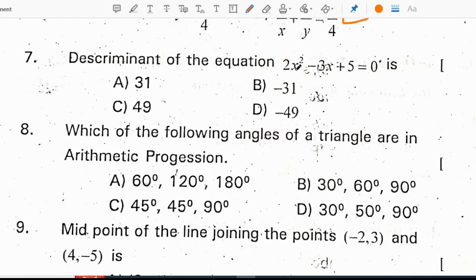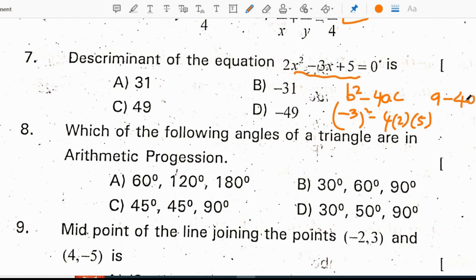Discriminant of the equation 2x square minus 3x plus 5 is equal to 0 is. So for the discriminant we need to write the formula b square minus 4ac. So b is minus 3, a is 2 and c is a constant 5. So minus 3 square value will become plus 9. 4 twos are 8, 8 fives are 40. Clearly the answer is minus 31, which is option B.